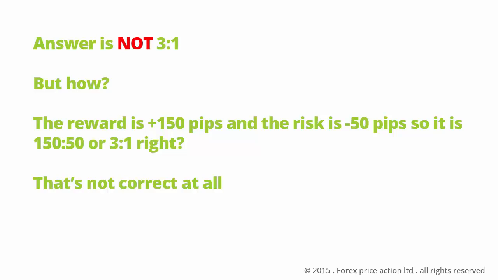But how can that be? The reward was 150 pips versus the risk of 50 pips, so it must be 3 to 1. Well, here's the explanation. If both of your positions were closed out for 150 pips, then yes, it would have been 3 to 1. However, since you closed out one of the positions for only 50 pips, you cannot just simply add them together.